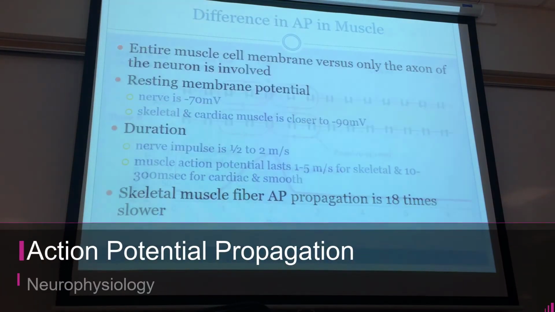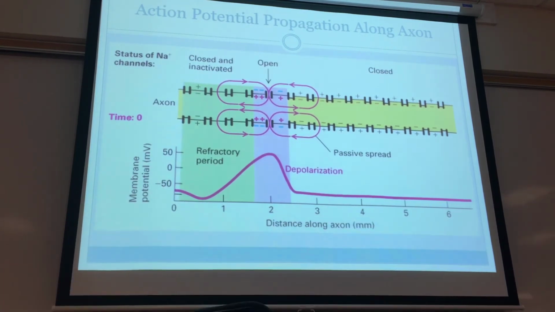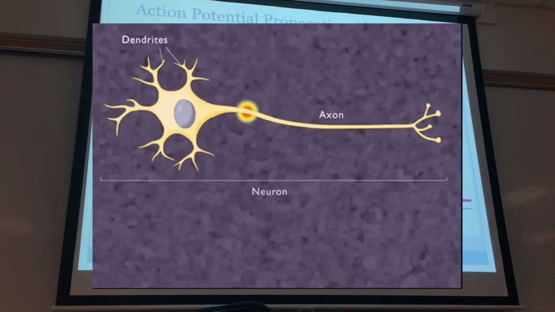What we're going to do now is talk about action potential propagation. This entire time we've been talking about the generation of the action potential at the axon hillock. But now that we've lit the fuse, we want to see how that action potential makes its way down to the end of the axon terminal, where we have our synaptic bulbs filled with neurotransmitter. So when we look at action potential propagation, we're going to be looking down the length of the axon.